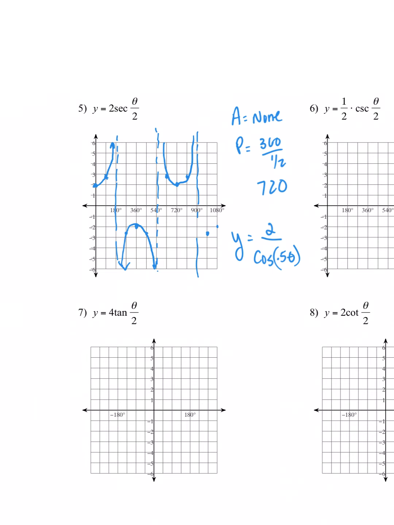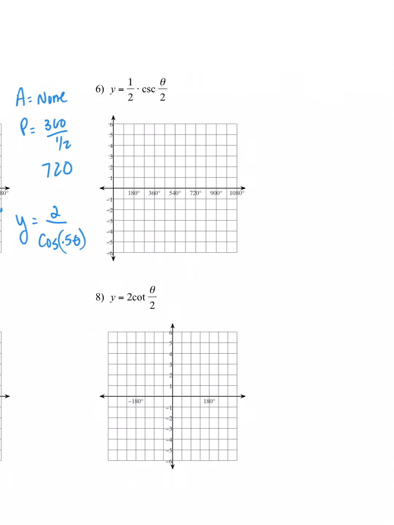And this one is going to look like this because it's half of a U. And we're done. So here the amplitude is none, because remember, none of these have amplitude. So once you get to these second ones that are not the sine and cosine, don't get tricked into that one. And your period is 360 over 1/2, which is 720.